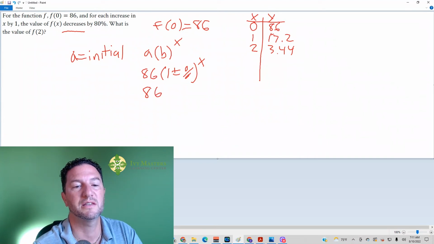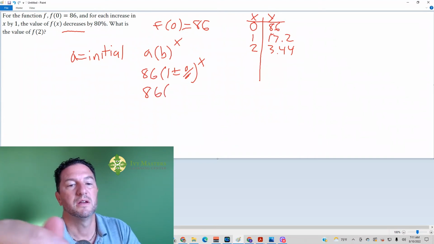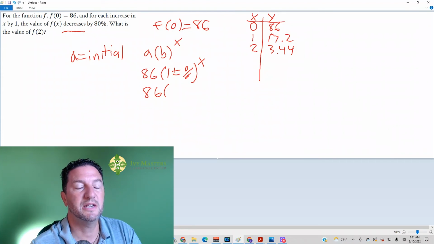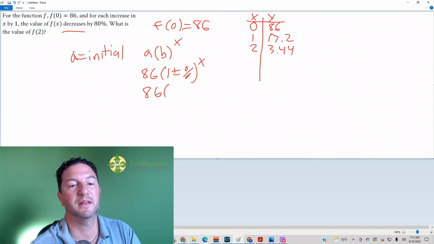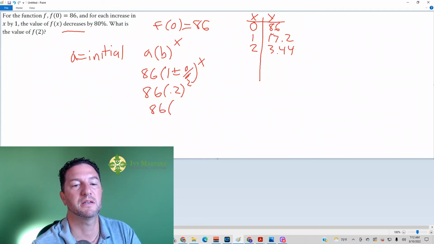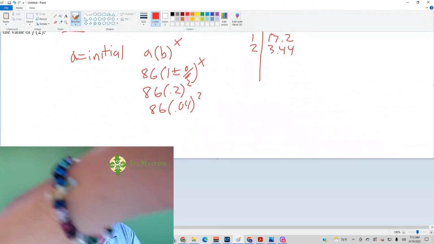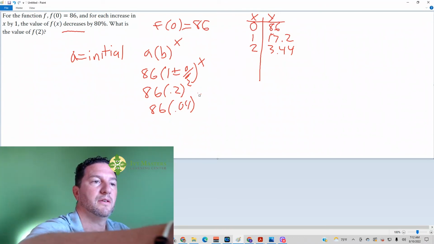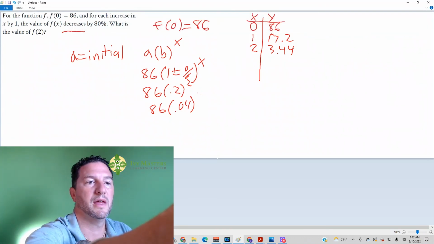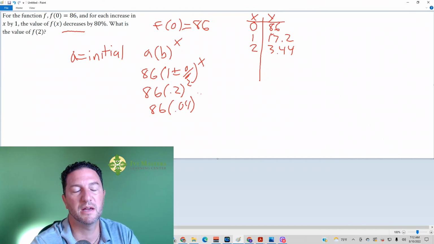So you'd get 86 times, so it's decreasing by 80%, so it's 1 minus 0.8. That's why you'd get a 0.2 inside the parentheses. And then you'd have 2 as your exponent, and you'd have 86 times 0.04. Well, actually, you already squared it, so that's why that's gone. And so now if you just do it, 86 times 0.04 will give you that same 3.44.